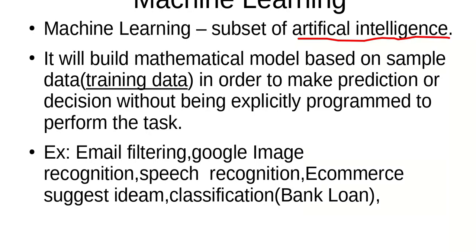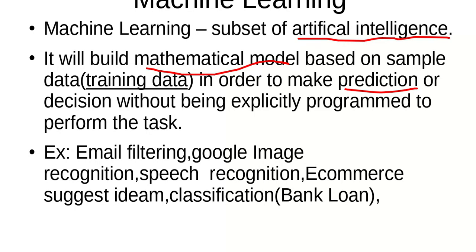Machine learning is building mathematical models based on sample data, which is given as training data. Training data means the past input data, given in order to make predictions or decisions without being explicitly programmed to perform the task. This is the main purpose of machine learning. Let me explain one more time: it builds a mathematical model based on past or trained data to be able to predict or make a decision without being explicitly programmed.